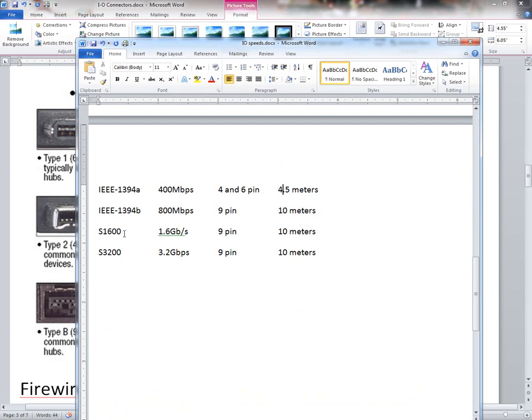And then the newest varieties, which have been trying to directly compete with USB 3.0, are S1600 and S3200. And S3200 is the newest. And you can see this is 1.6 gigabits per second and 3.2 gigabits per second, which still is not as fast as USB 3.0. So it's sort of falling by the wayside. The other technology that's taking it over is Thunderbolt, which I'm not going to really get into right now. So other benefits of FireWire: hot swapping, daisy chaining. You can have up to 63 devices on a bus.